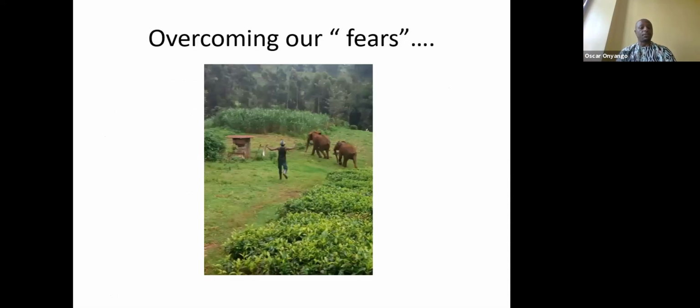We need to overcome our fears. I like using this slide. This fellow is chasing away the elephants from a shamba. There's no picture of what happened after, but there's a belief that he survived. And we are doing this. We are doing everything we can to make sure premature babies see 20/20 vision as much as possible.